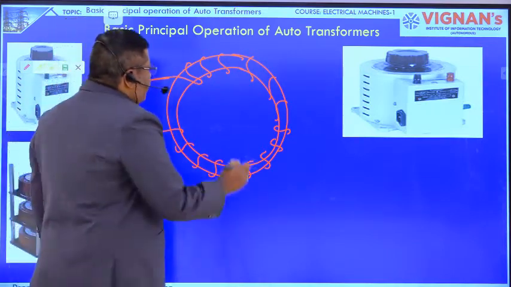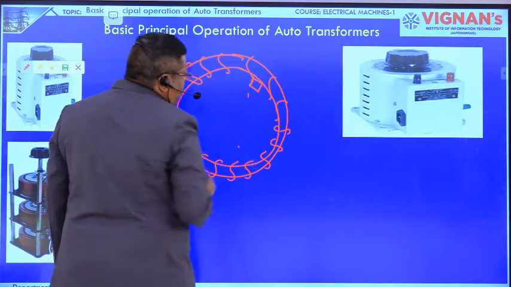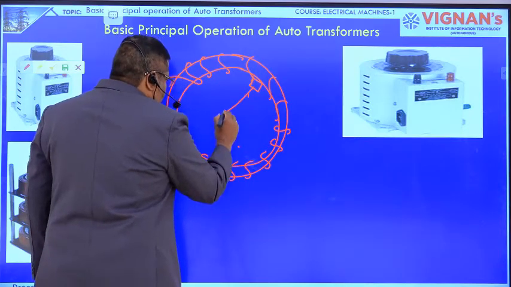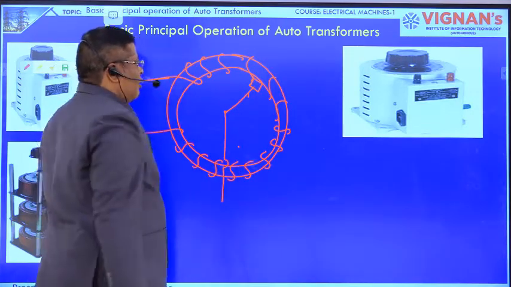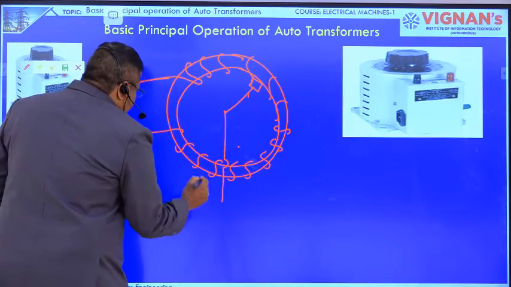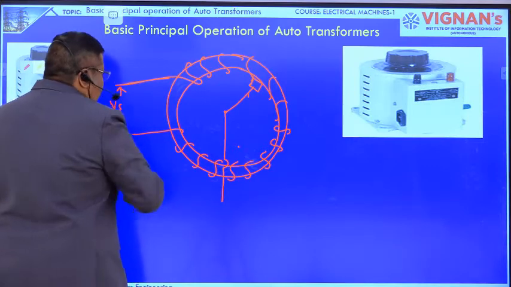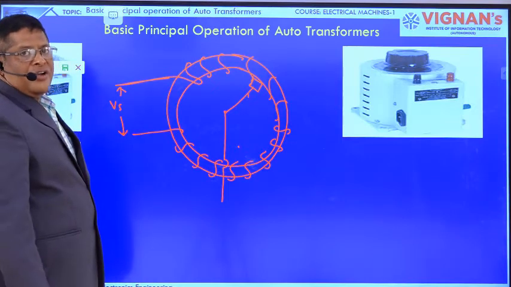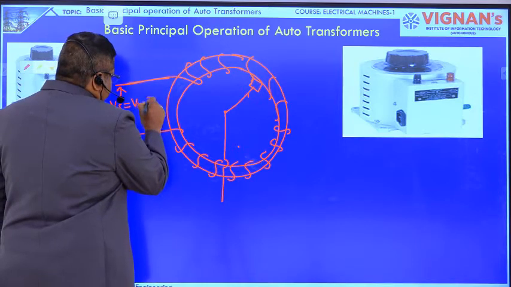So one variable point is there. This is the variable point which touches the winding. From the variable point, this is the arm, and from this arm one electrical wire comes outside of the auto transformer. Here we are applying the voltage Vs, the input voltage, to the single phase auto transformer, where Vs equals Vm sin omega t.